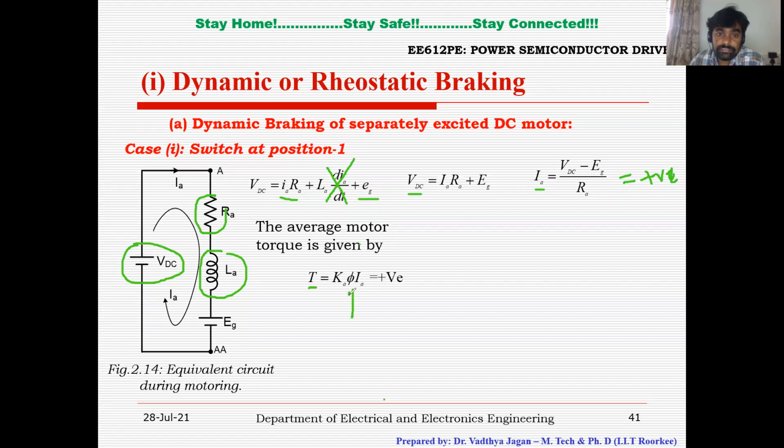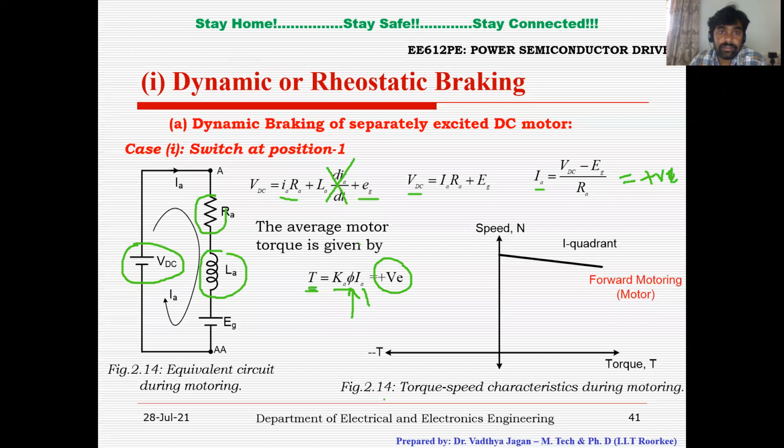Since the flux phi is constant, because the field winding is connected to a separate DC source and we are not varying that DC voltage, the field current will be constant. The field current is constant, so the field flux is also constant. So these two factors are constant and positive, and the direction of the torque depends upon the polarity of this current IA. Since the current is positive here, you get positive torque.